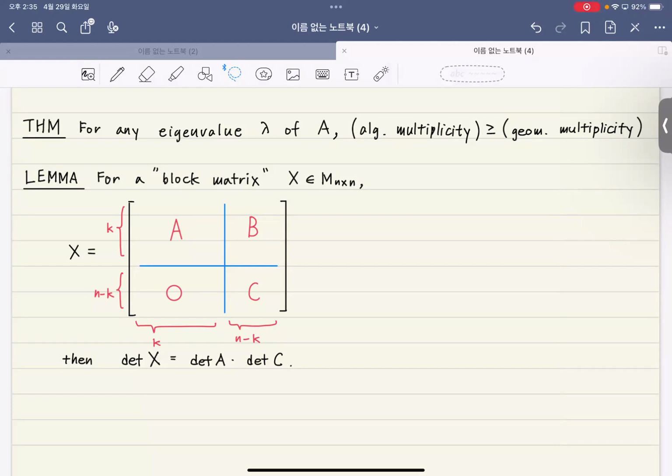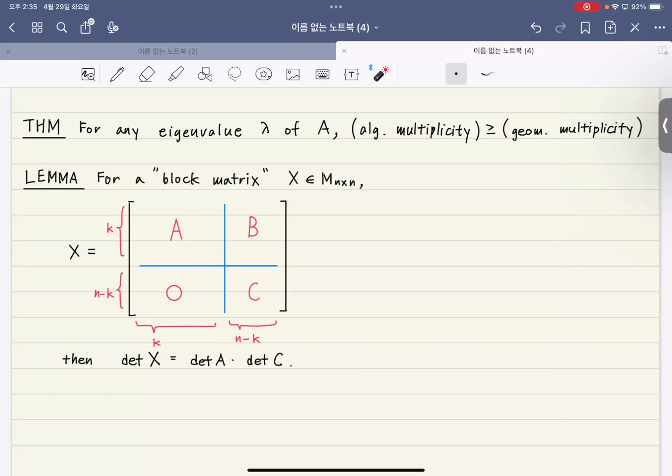So each of these small matrices, I would say, is a block matrix. For any n by n matrix, you can always divide the matrix into blocks. But in this case, I'm assuming even more. Suppose that this bottom left corner block consists solely of zero entries. So that is a zero matrix. So suppose that I have such a weird matrix X.